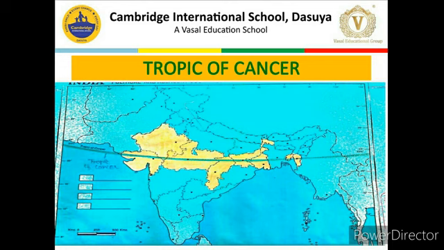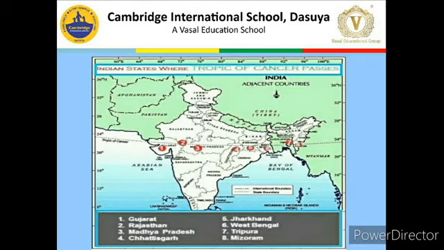Now the question arises, through how many states does the Tropic of Cancer pass? The map given here highlights all the states. The number of states has been given at the bottom of the map. There are a total of 8 states through which the Tropic of Cancer passes.